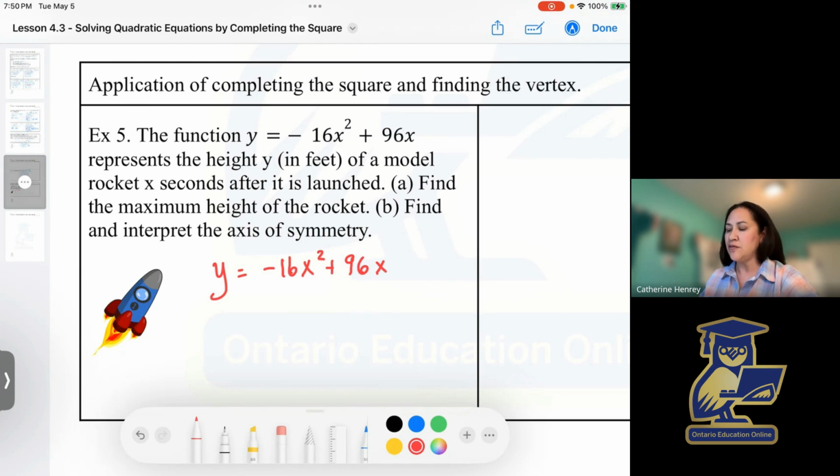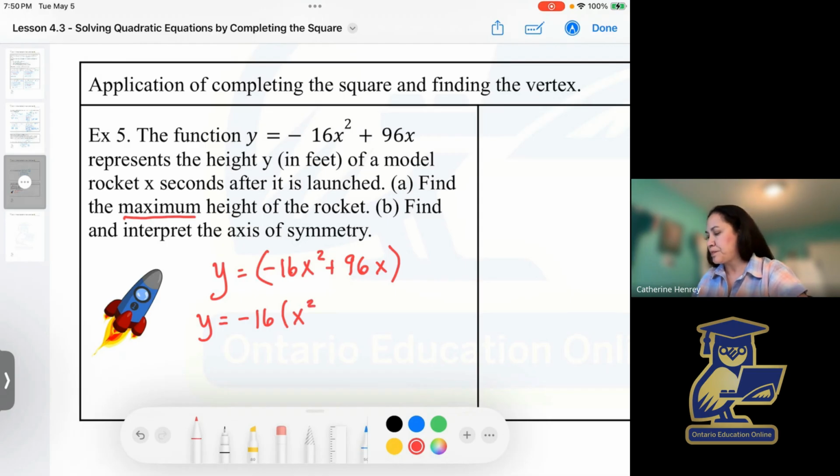But in order for us to find a maximum height, we need to know the vertex. So we have to change this form into vertex form. So let's go ahead and group the first two terms, and we're going to factor out that negative 16, so we're dealing with some smaller numbers. So negative 16 times what's left is x squared minus 6x. So now that I have negative 6 as the b, the coefficient of the x term, I'll take negative 6, divide it by 2, and square it, and that'll be 9.